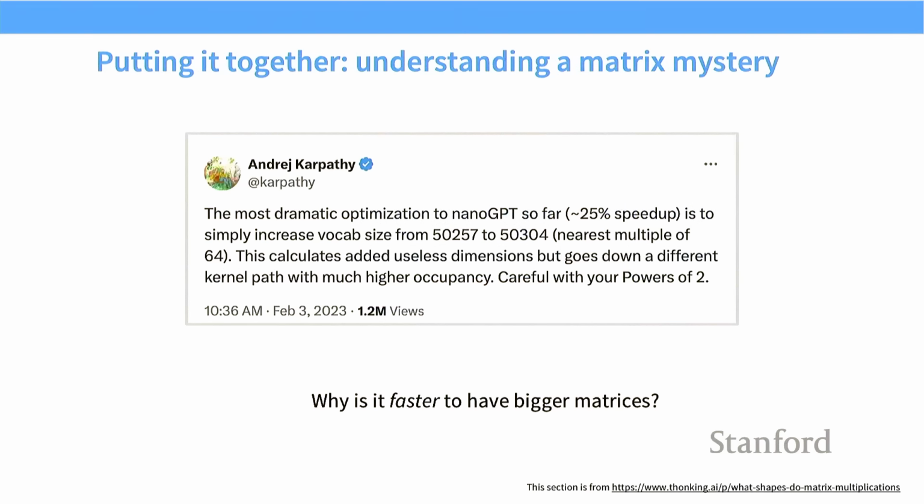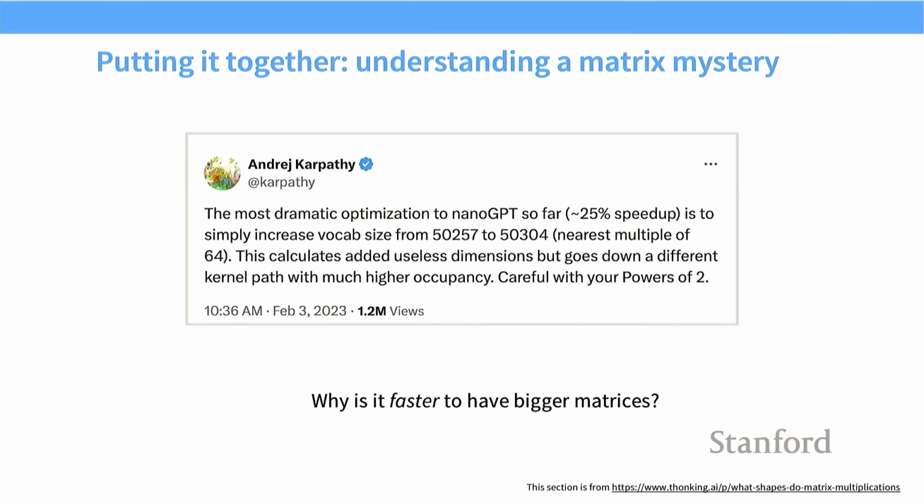And of course, things like torch compile and all the CUDA optimizations for matrix multiplies are doing exactly the kinds of stuff that I just talked about, right? That's the way you get better performance. And so all of this matrix complexity ends up in situations like this, where I'm reading out Andrej's tweet here: the most dramatic optimization to nanoGPT is to increase the vocab size from 50257 to 50304, which is the nearest multiple of 64, which gives you much, much higher occupancy. Careful with your powers of 2, right?